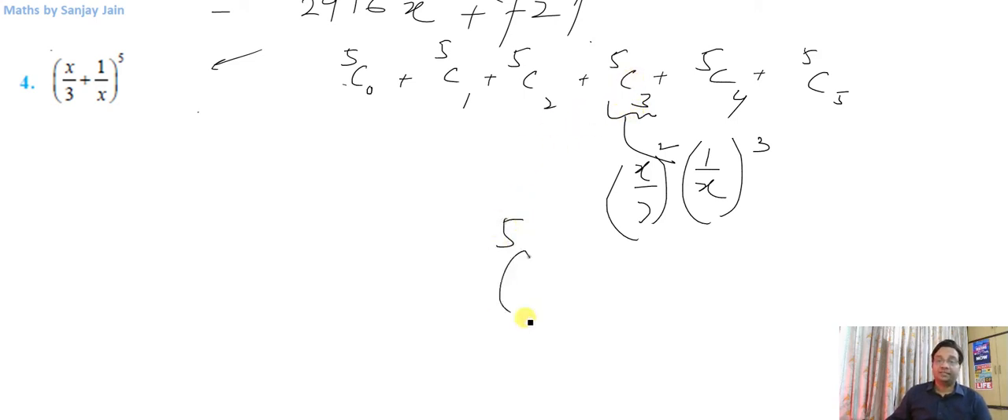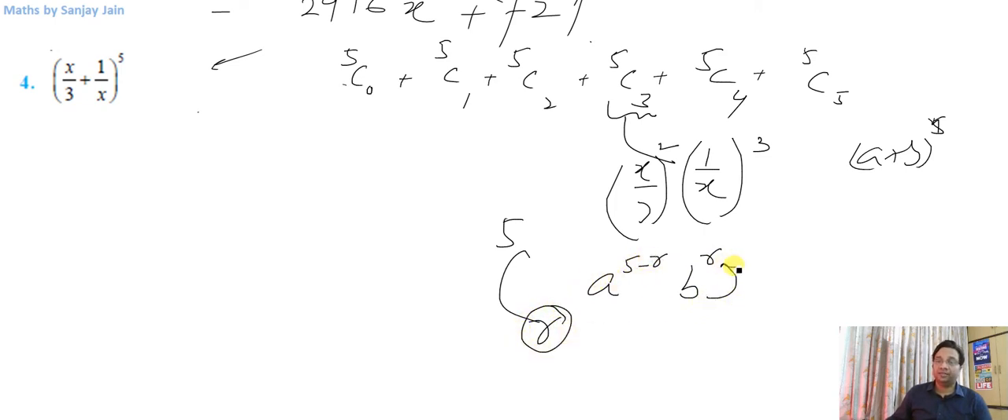That 5cr, if I've got a plus b raised to power n, right? A plus b raised to power 5. So 5cr, b raised to power r, a raised to power 5 minus r. This is what I'm going to do. Whatever I write here, I'll raise b to this power, and the remaining, that is 5 minus r, I'll raise a with that power. So let us do it.